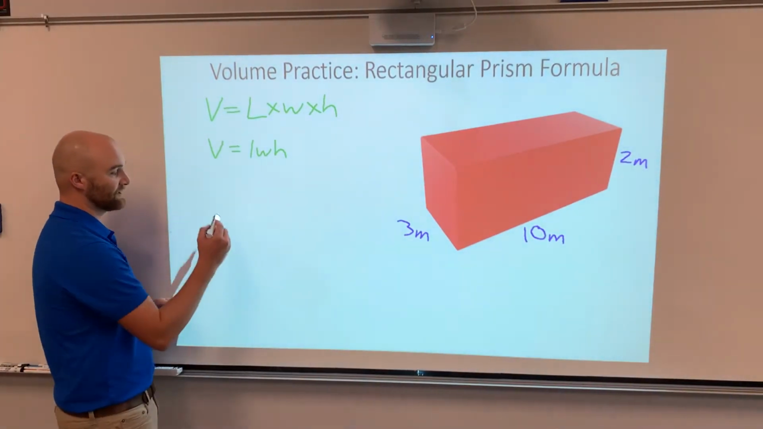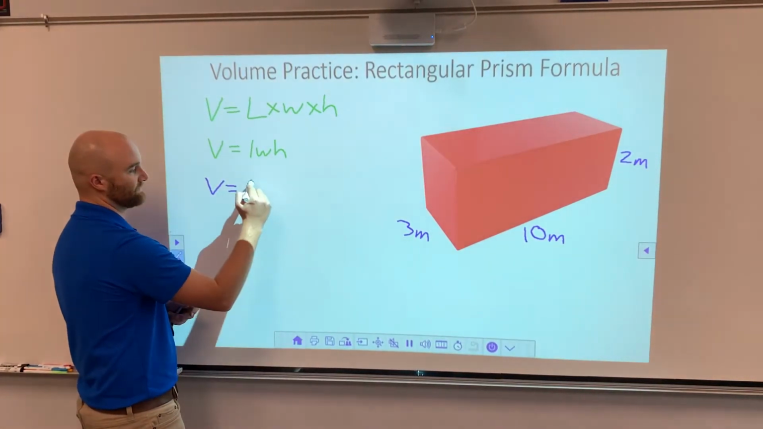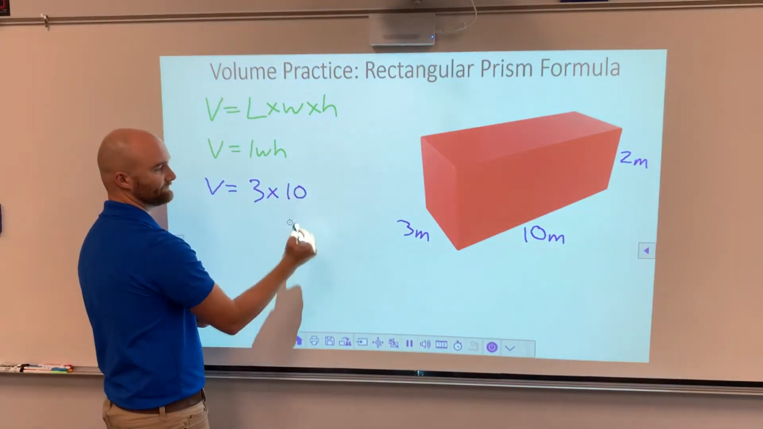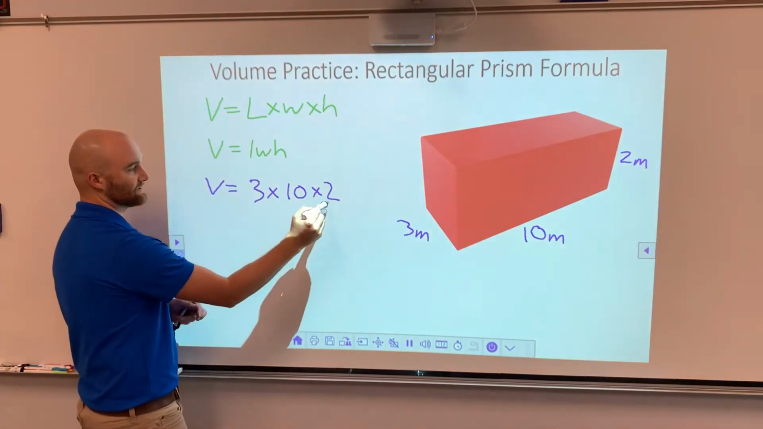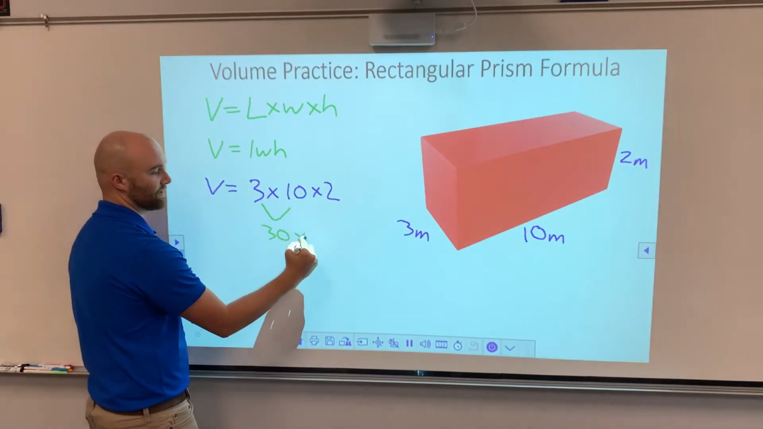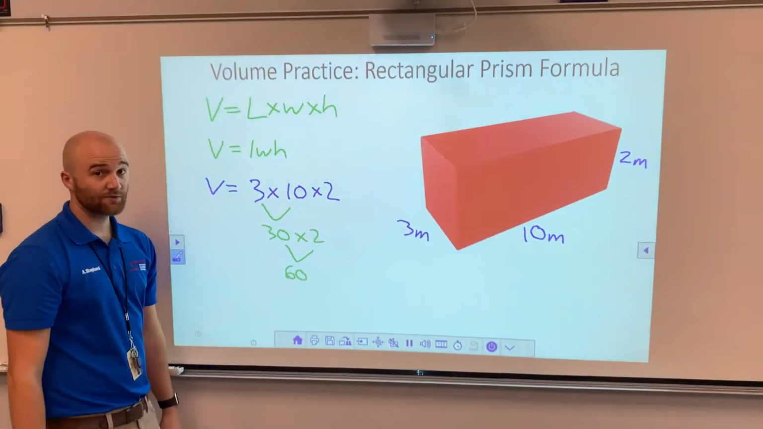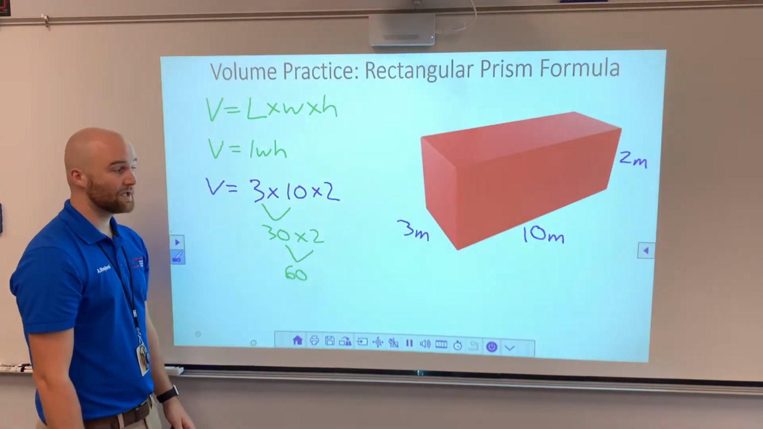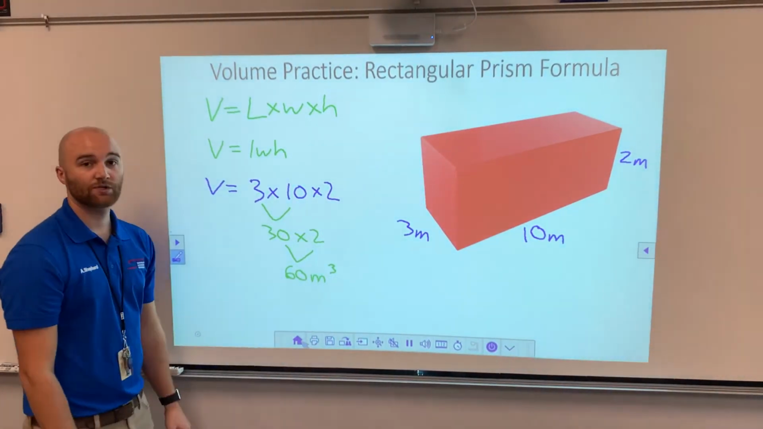So I'm going to plug in the numbers that I know. My volume is equal to a length of 3 times a width of 10 times a height of 2. 3 times 10 times 2. Well, 3 times 10 is 30. 30 times 2 is going to give us 60. If I just wrote 60, it would be the wrong answer because I'm talking about volume, and volume is measured in cubic units. This is 60 meters cubed.